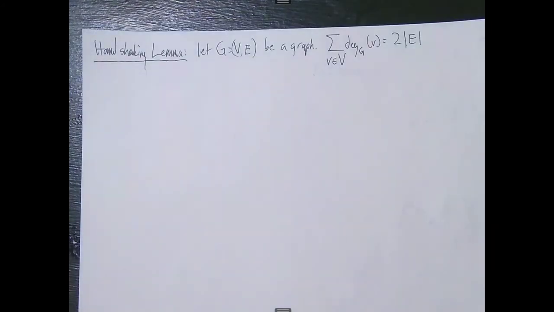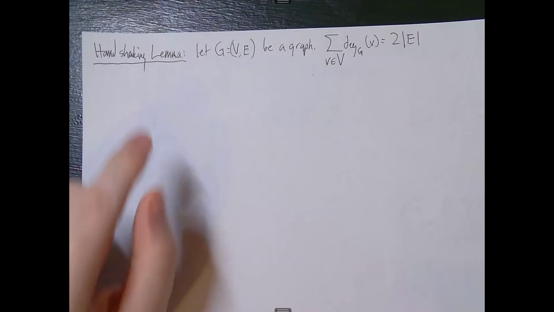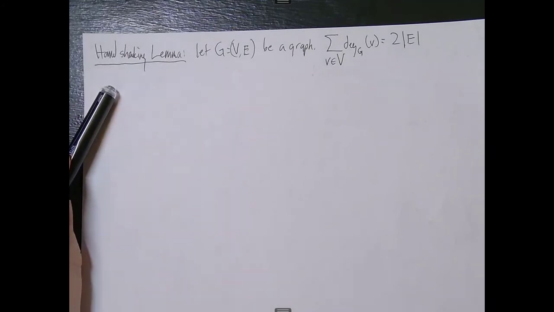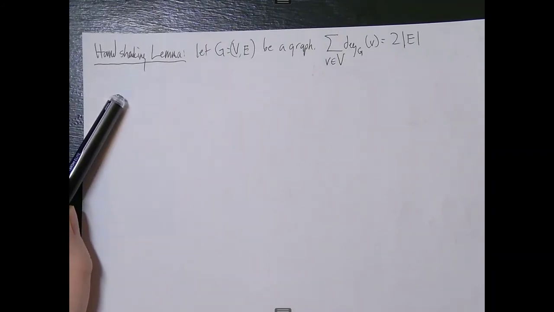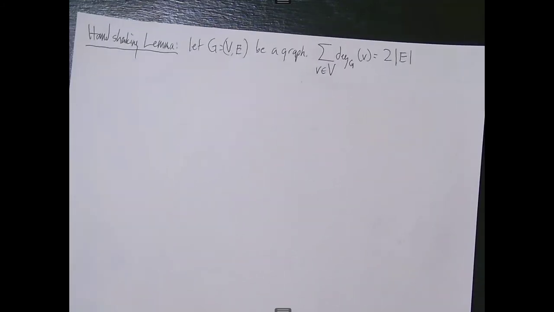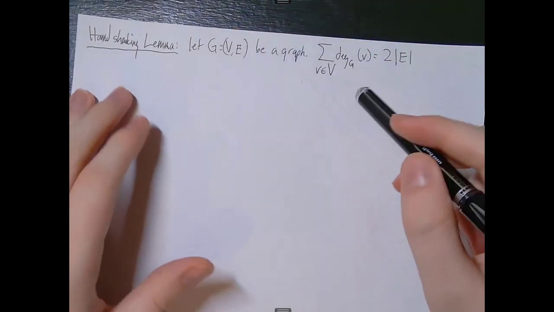All right, so here is a graph theoretical application of summation notation. This is called the handshaking lemma. The reason why it's called a lemma, my best guess, is that the handshaking lemma is used in the proof of a lot of graph theory related theorems. I can't say for certain, and there's a lot of debate on whether this should or shouldn't be called a lemma. I really don't want to take sides on that right now. But we're going to let G equals (V, E) be a graph.